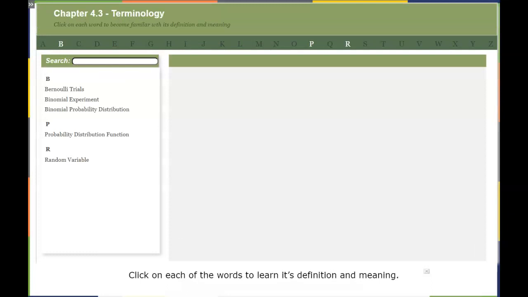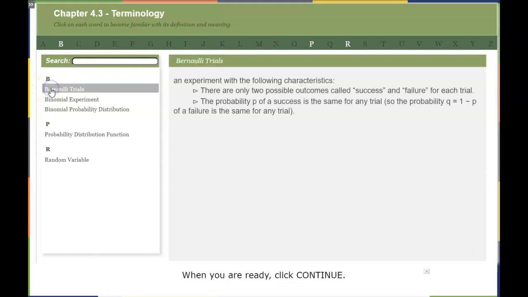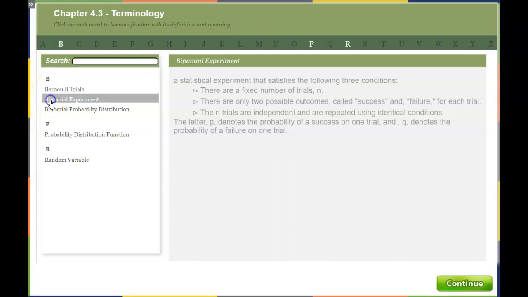Get to know the new terminology for this lesson. Click on each of the words, learn its definition and meaning. When you are ready, click Continue.